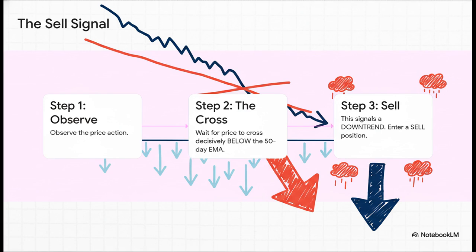It's beautiful in its simplicity. You just wait for the price to cross decisively below the 50-day EMA. That's the market telling you that momentum has shifted down. It's the signal of a potential downtrend. That's when you either sell what you own or go short, betting on the price to go down. Simple, objective, and no guesswork.